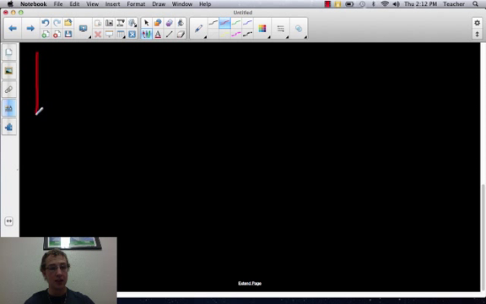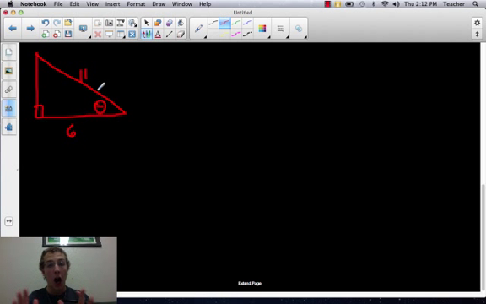So, an example triangle would be much like this. Say we have theta, 6, and 11. So we have the adjacent, and we have the hypotenuse. So what do we need to use? We need to use cosine. So we have SOHCAHTOA. This way we have cosine, and because we know the adjacent and the hypotenuse sides, we want to figure out this angle. So we would have cosine of theta equals 6 over 11.